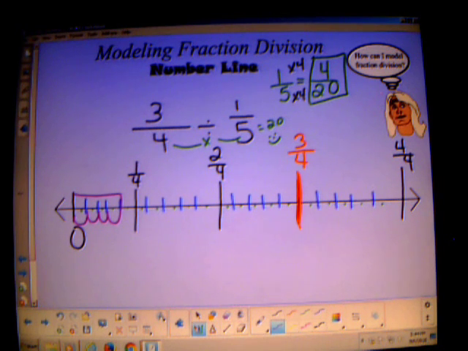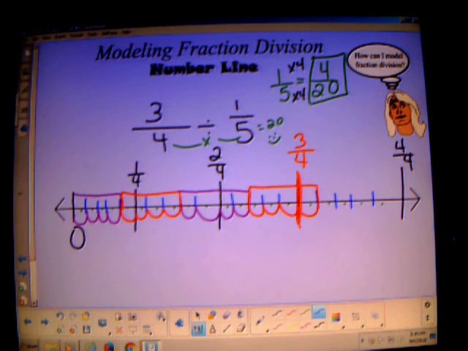I have not reached my ending point, so I can make another group. I still have not reached my ending point, so I can make yet another group. I have not yet reached my ending point, so I can make another group. I have gone past my ending point, so I can no longer make groups. Now I need to find out how many total groups I have.